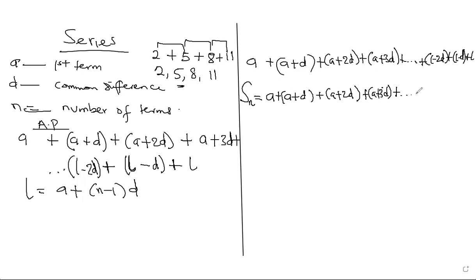So it's just like what I've written before. That's simply because a series is separated by addition sign. So L minus 2d plus L minus d plus L. So this is the sum when I add all the terms together. For example, here, the S here, let's say S3, I will do 2 plus 5 plus 8. So just adding the first three terms.